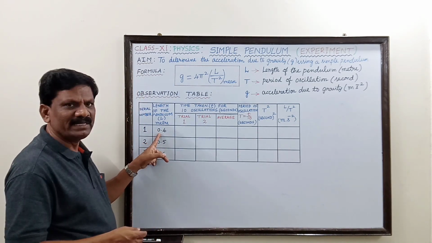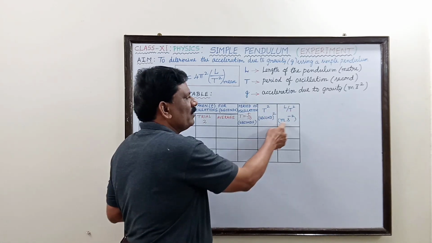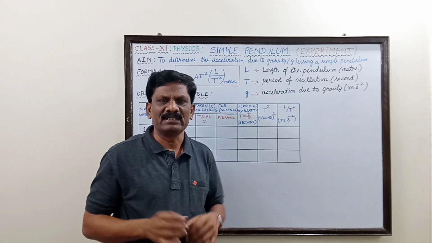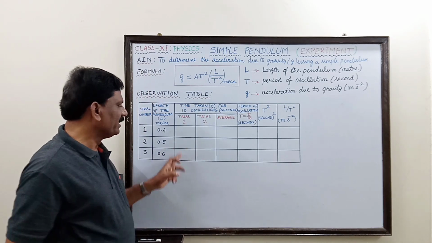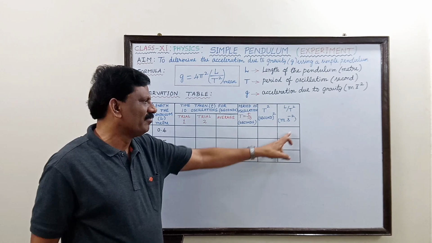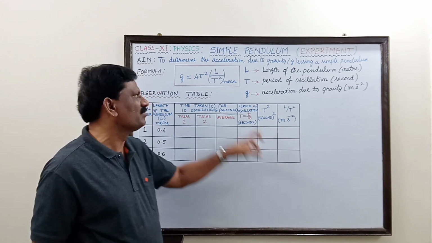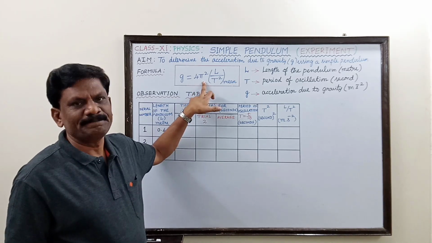The last column is L by T square. So L is in meter here and T square is in second square. So L by T square must be in what? Meters per second square. So for different lengths, we find out the value of L by T square, find the mean value of this L by T square, and substitute in this formula.